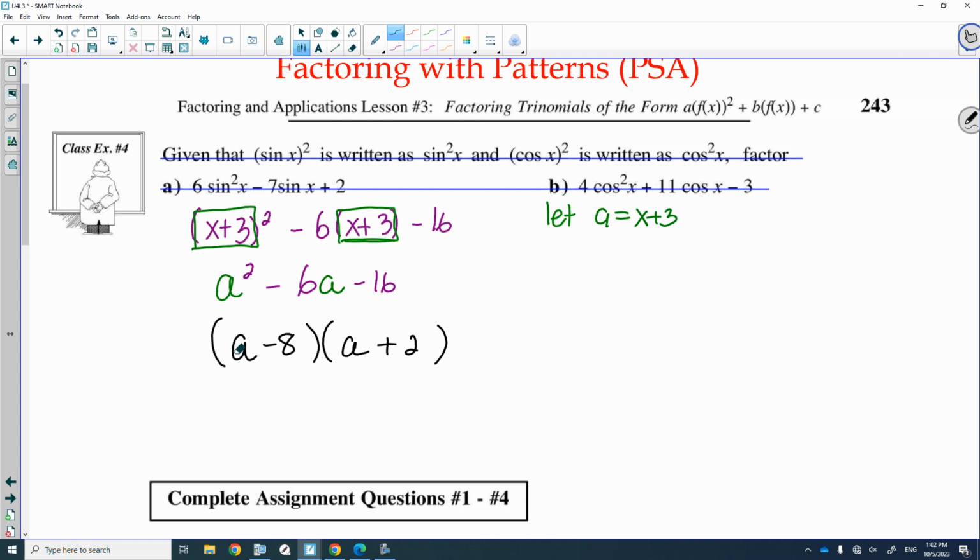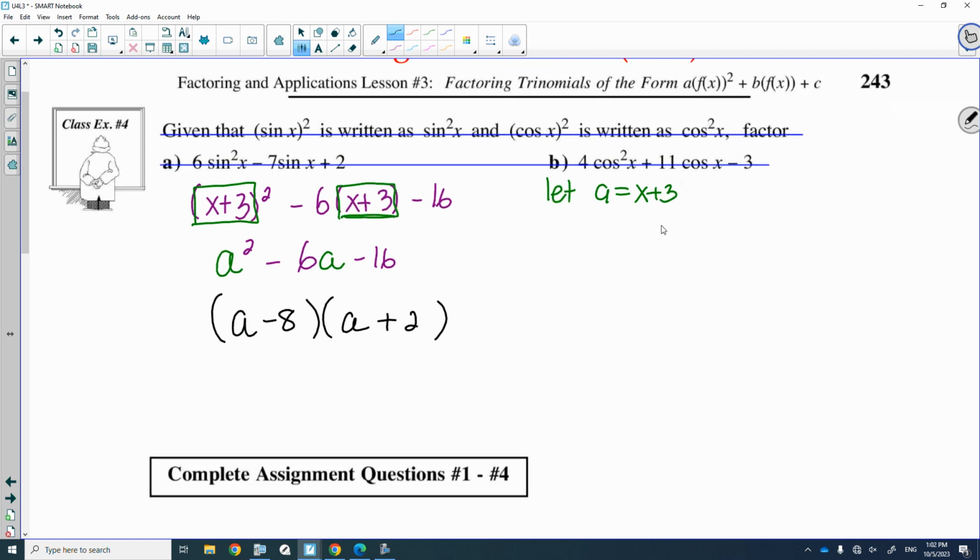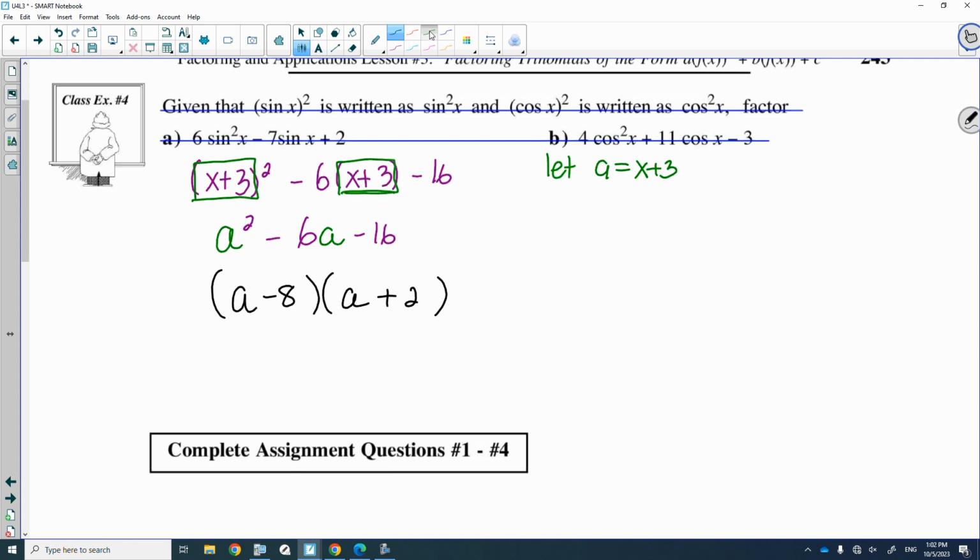Let's take out the a. And what did we say a really was? X plus 3. So now this has to come out and put an x plus 3 in there. So my first bracket, I'm going to have x plus 3, and then there's a minus 8 there. My second bracket, x plus 3, and then bring down that plus 2.